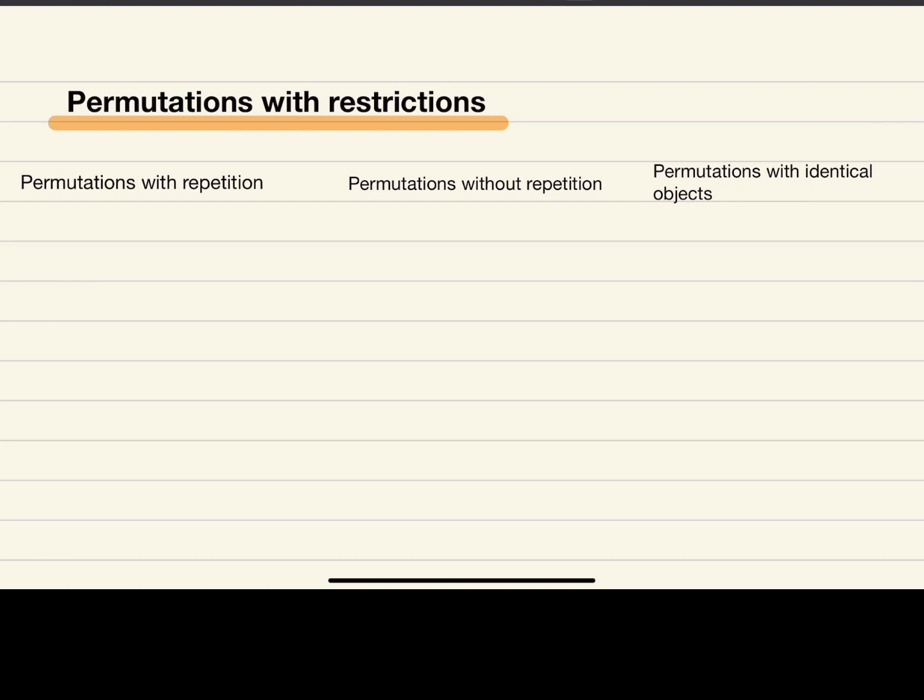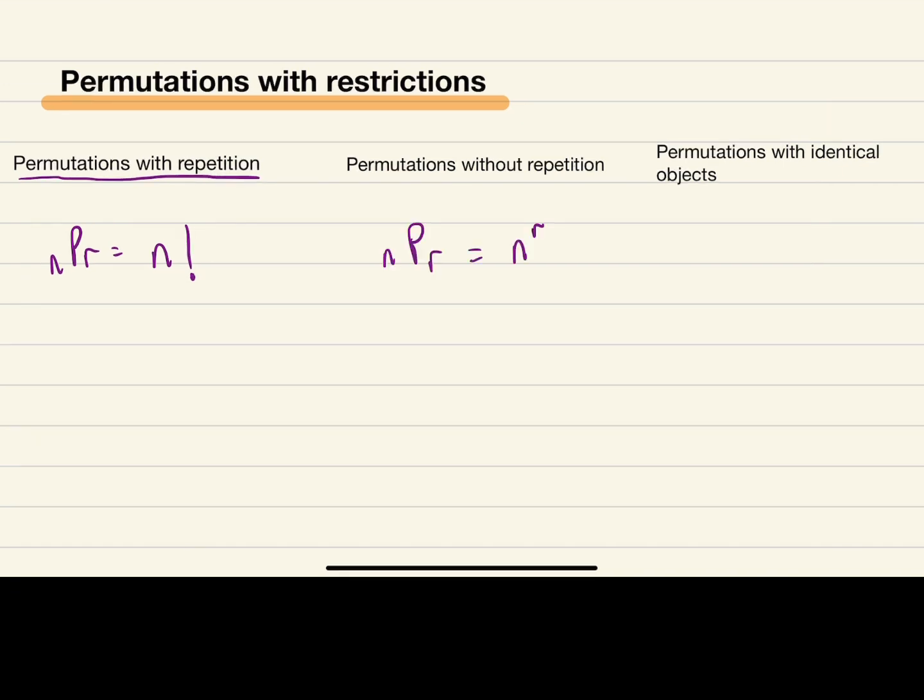So far, we can think about permutation calculations as separated into three groups. The first would be permutations with repetition, or where repetition is permitted. In that case, your permutations is just equal to the number of sets of events, or n factorial. The second category would be permutations without repetition. And in that case, it's going to look a little different.